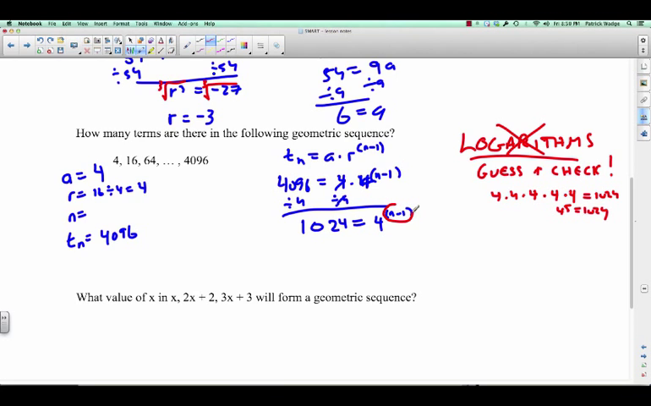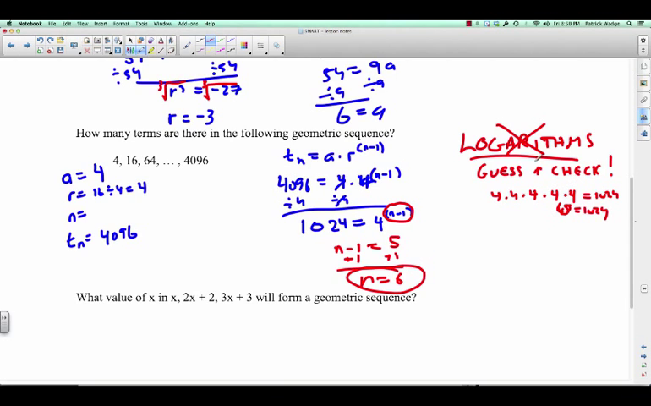So this n minus 1 bit right here, the exponent, right? The exponent is a 5. So n minus 1, which is the exponent, has to equal 5. Hope that makes sense. And now if I add 1 to both sides, it'll actually be n equals 6. That's your answer, that n equals 6.